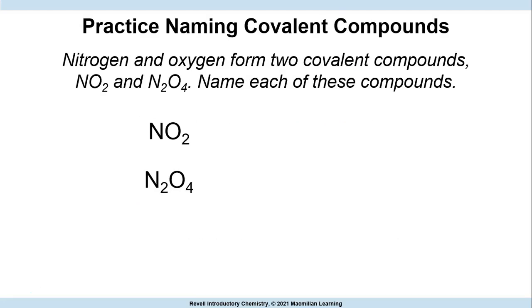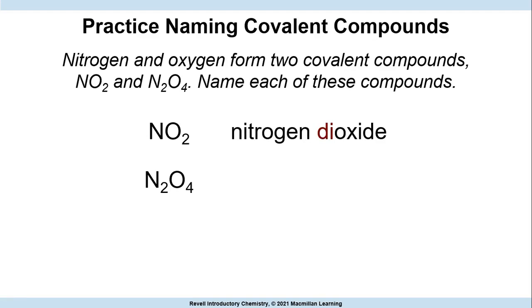Now, practice naming these covalent compounds. You can pause the video here, and then you name these compounds. So, the first compound here is going to be nitrogen dioxide. So remember, we don't say mononitrogen. We just say nitrogen dioxide.